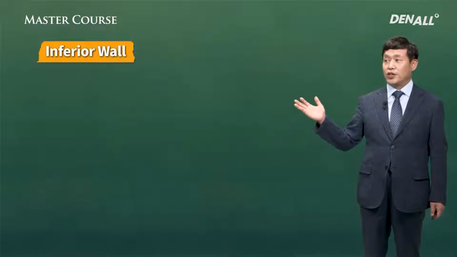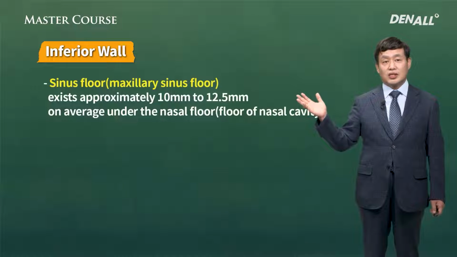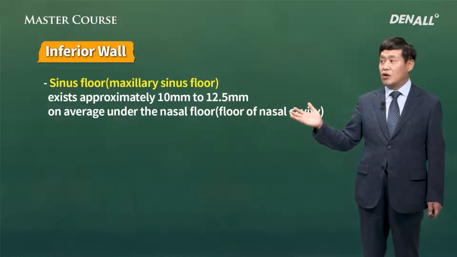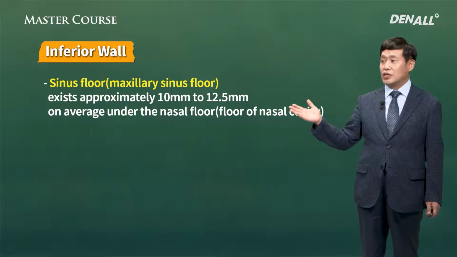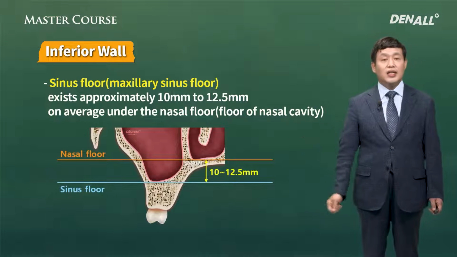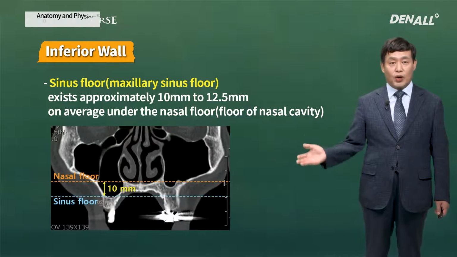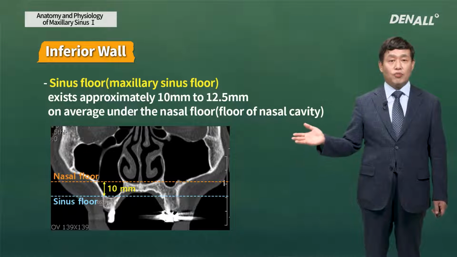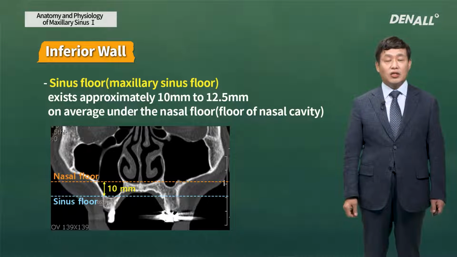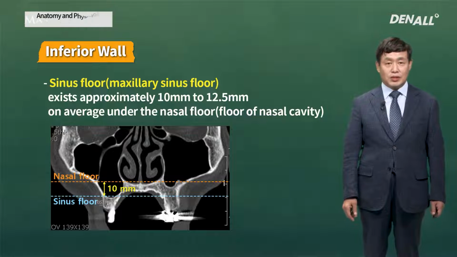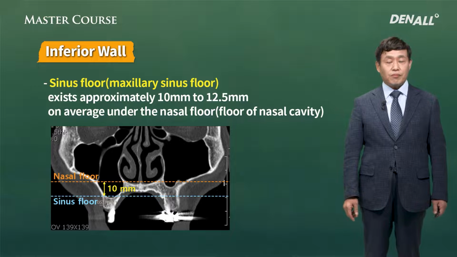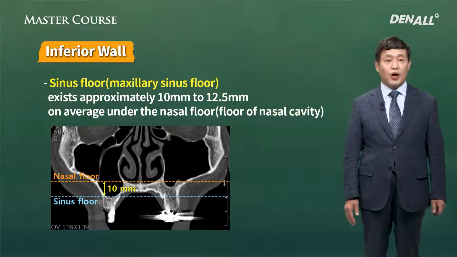Next, the inferior wall. It is the maxillary sinus floor. It is usually 10 millimeters inferior to the nasal floor. So that is the position. The accurate position should be checked using the coronal view of CBCT for the exact location of the sinus floor, but usually it is about 10 millimeters inferior to the nasal floor.